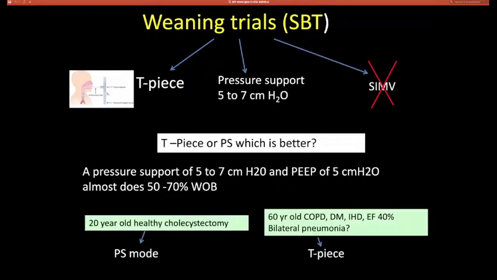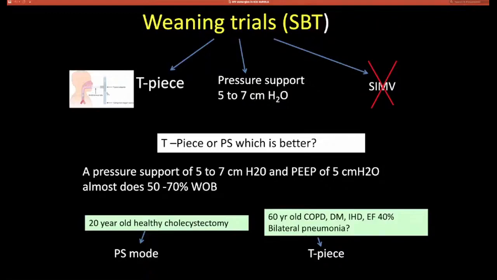If there is a 20-year-old healthy cholecystectomy, I would directly extubate from a PEEP of even 10. But a 60-year-old COPD, diabetic, hypertensive, EF of 40, bilateral pneumonia, I'm a little skeptical. So I would give a TPs trial. Generally, after 30 minutes of pressure support or a TPs trial, we would extubate.